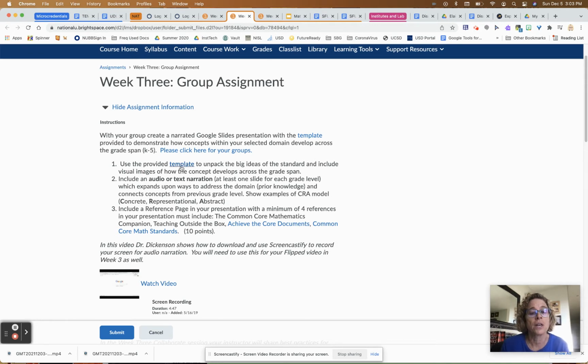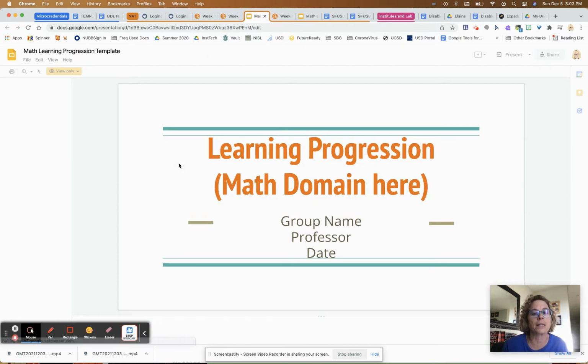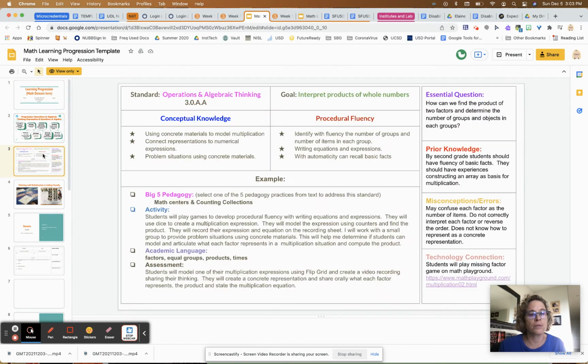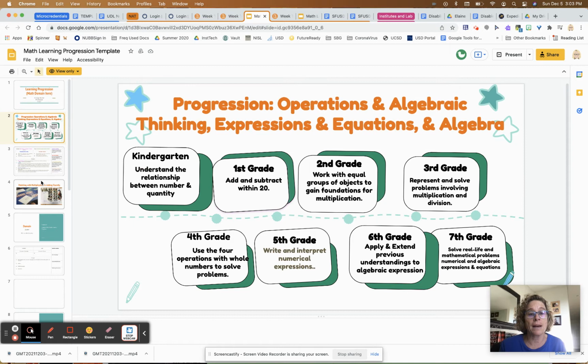What you're going to do is use this template to do your work. And this template will pretty much help us describe what will go in here. So this is your title page that you can use. Now, these 2 pages here are examples. You don't have to use this, but this is an example of what this might look like. So say that yours was operations and algebraic thinking, expressions, equations, and algebra. You as a group would share what the development of this topic is through the different grade levels.